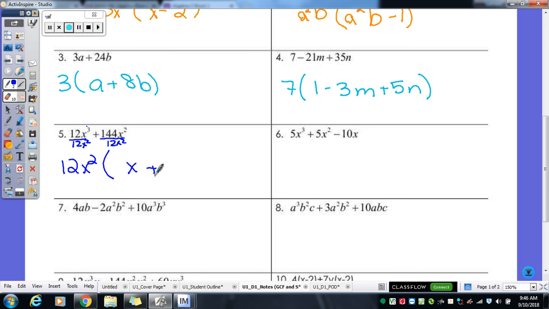144 divided by 12. 12. And then those x's cancel because they have the same exponent. So it's just 12 is your last term there. How about for 6? What's our GCF for 6? 5x. So then inside, once we divide each and every term by 5x, we should get x squared plus x minus 2.